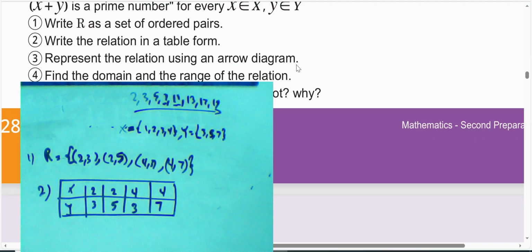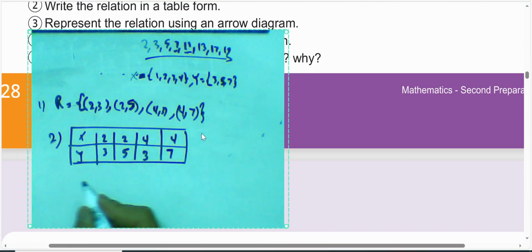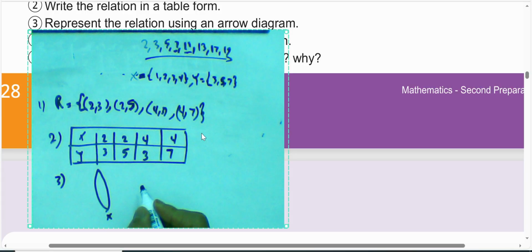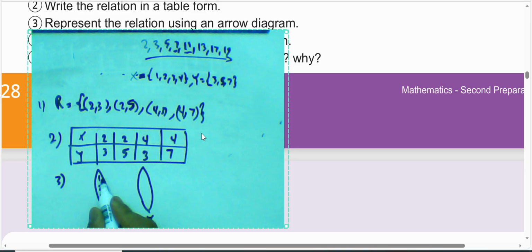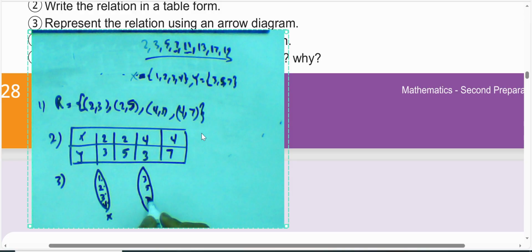Question number 3, represent the relation using an arrow diagram. We can draw an arrow diagram for the first set x and the second set y. X is 1, 2, 3, 4, and y equals 3, 5, 7. Join 2 with 3, 2 with 5, 4 with 3, and 4 with 7.